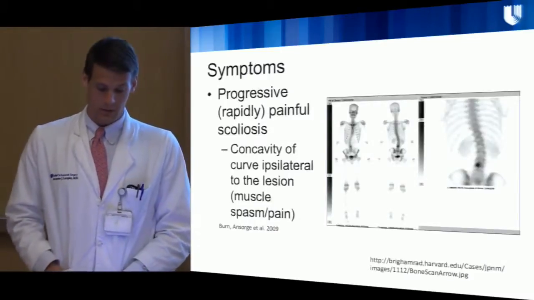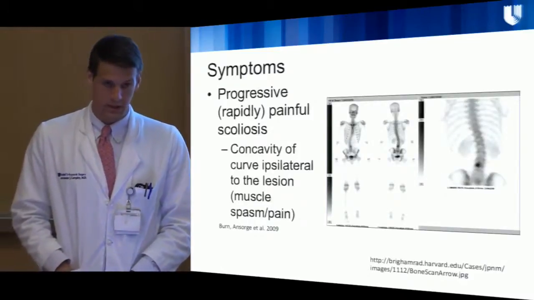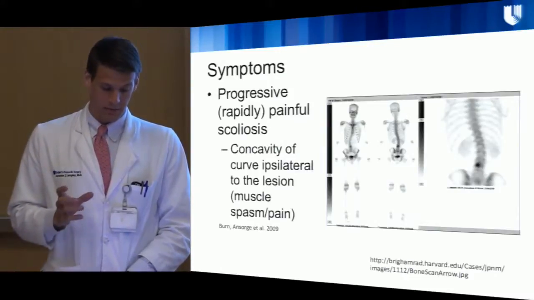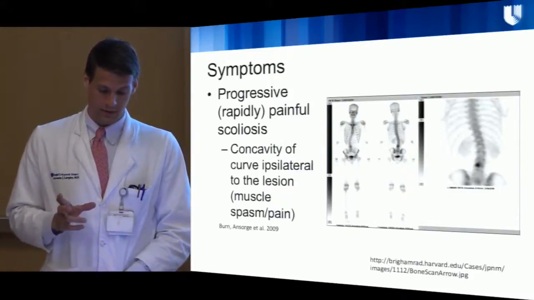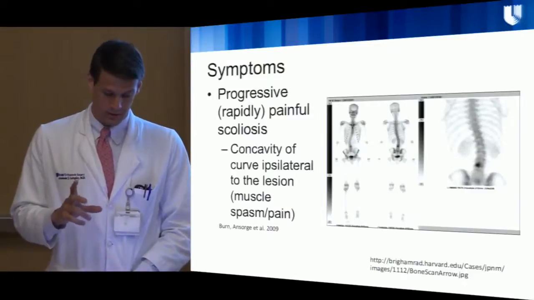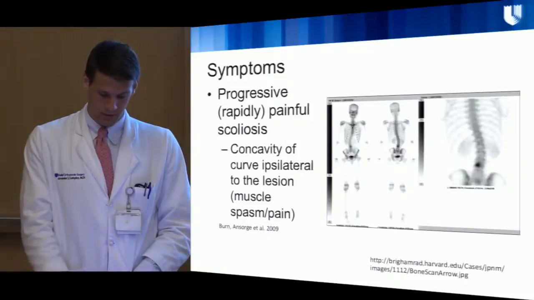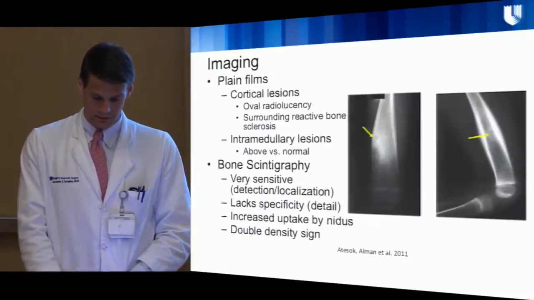You can also see scoliosis. It's normally with the lesion on the concave side of the scoliosis, and it's thought that the pain from the osteoid osteoma causes contracture or spasm of those muscles, and leads to rapidly progressive painful scoliosis.